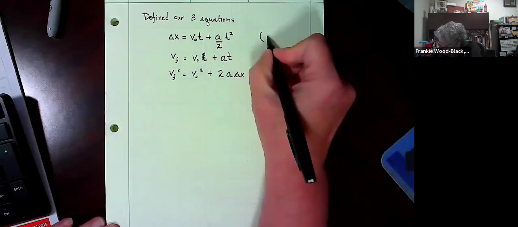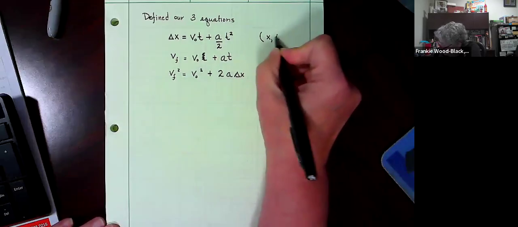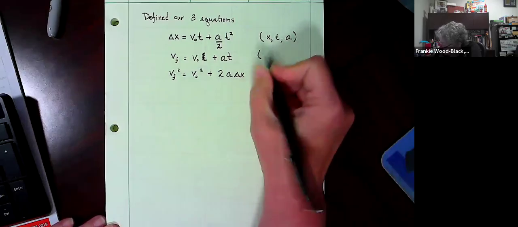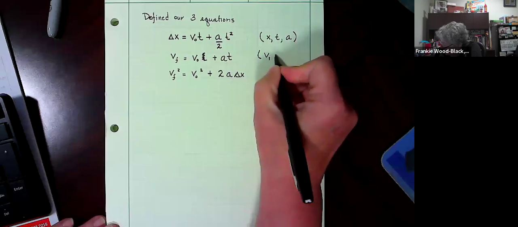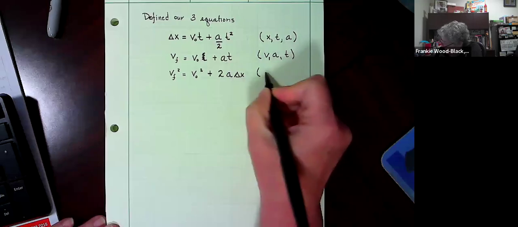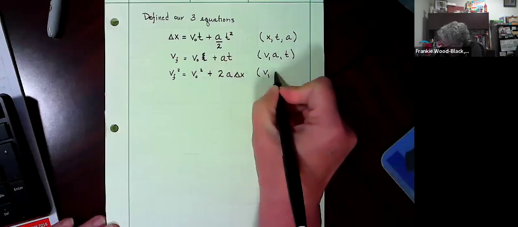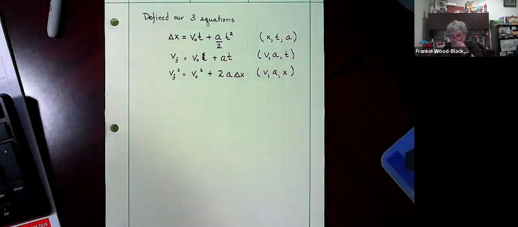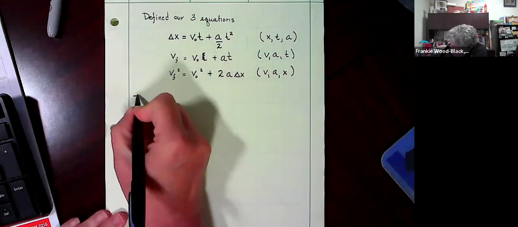This one has variables x, t, and acceleration. This one has variables v, acceleration, and time. This one has variables velocity, acceleration, and x. Because one of the questions that we always get to is, I don't know when to use which equation. So let's look at a problem here.